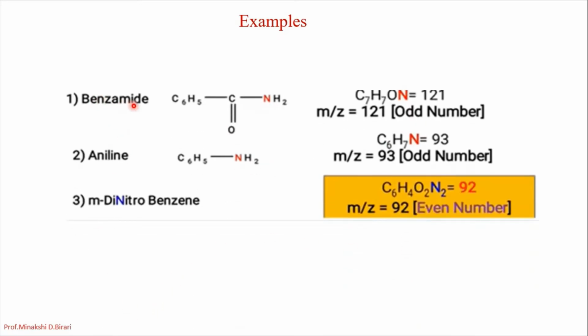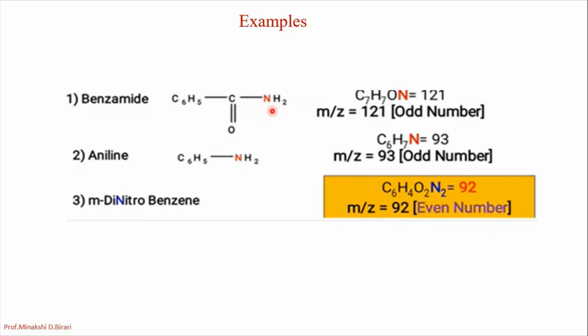In the first example, benzamide. This is the structure of benzamide, C6H5CONH2. Molecular formula C7H7ON. And if we calculate the atomic mass, we get 121. That means the m by z value for benzamide is 121.